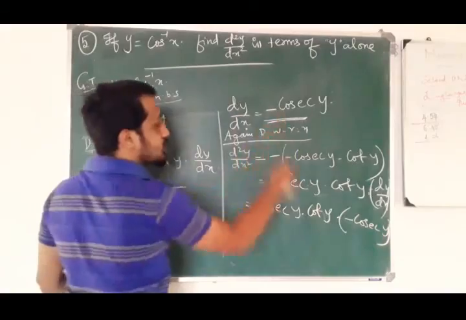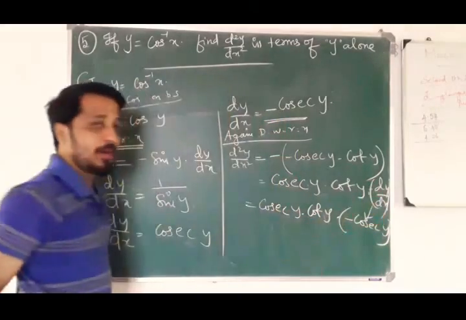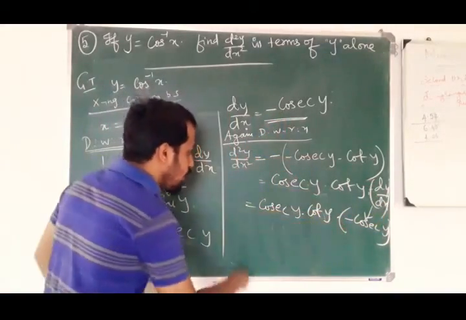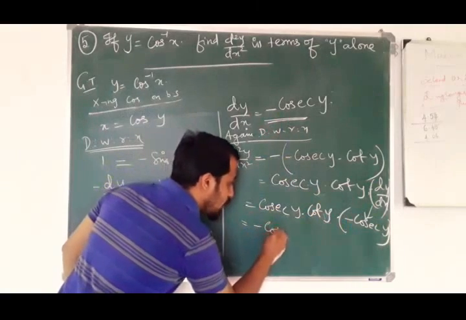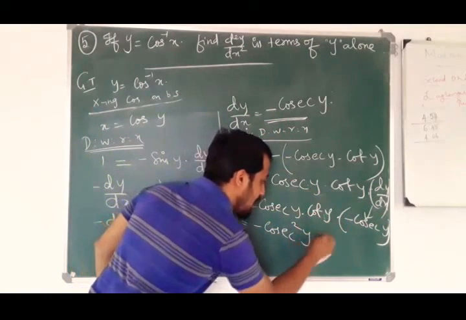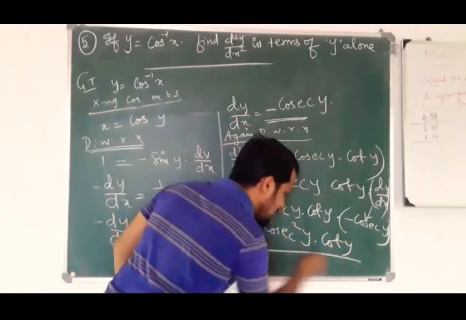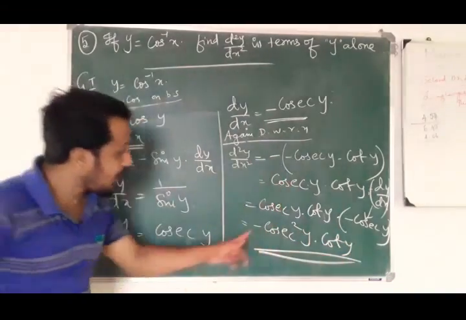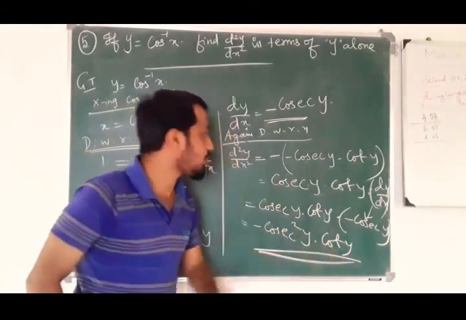Yes or no? Minus cosec y. What is dy by dx? Minus cosec y. So you will get minus cosec square y into cot y, which is the required result. Minus cosec square y into cot y.